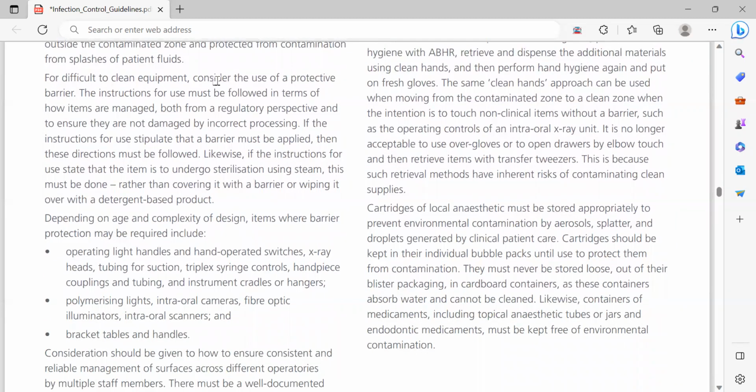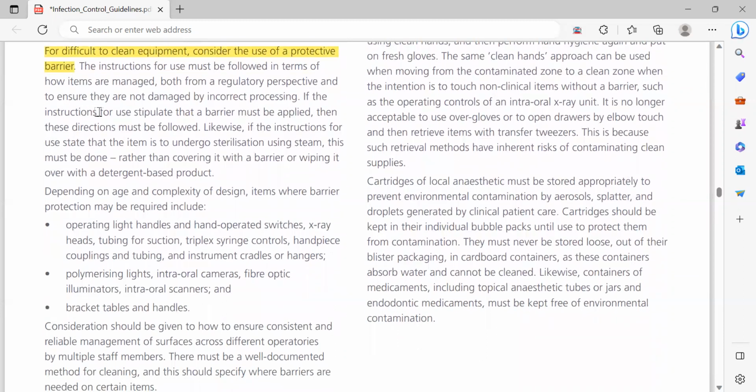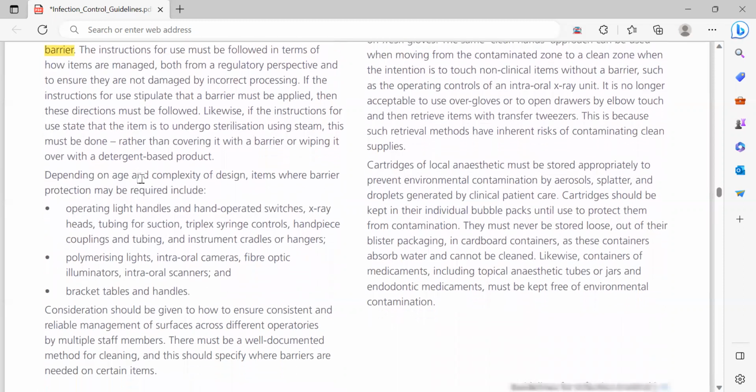For difficult to clean equipment, consider the use of protective barriers, for example, the curing light. You need to put a barrier on top of that because it is very difficult to clean. Then the instructions for use must be followed in terms of how items are managed, both from a regulatory perspective and to ensure that they are not damaged by incorrect processing.